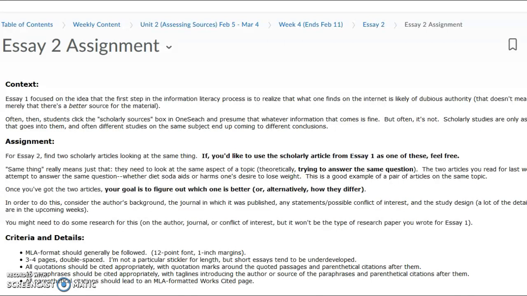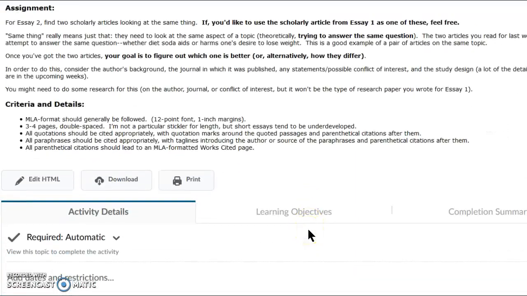But scholarly sources are only as good as the work that goes into them. And often different studies on the same subject, as we saw with Swithers and Peters, disagree on the basic answer. Okay? So for essay 2, here's our assignment. Find 2 scholarly articles that are looking at the same thing. I really want you to try to find 2 articles that are attempting to answer the same question, okay?